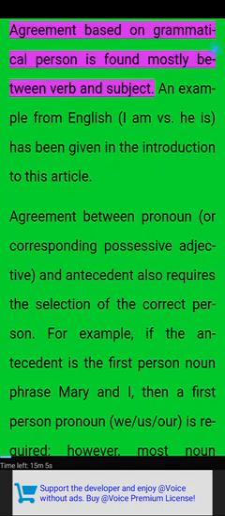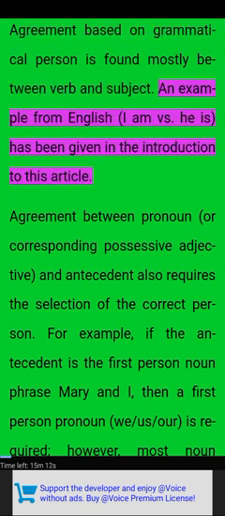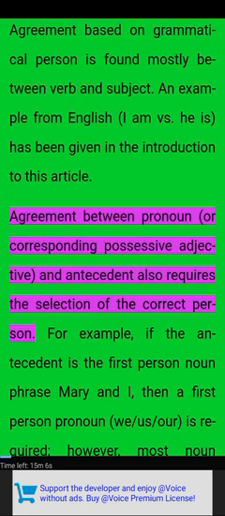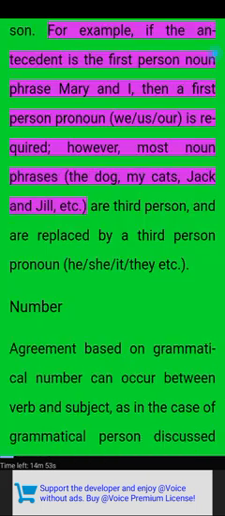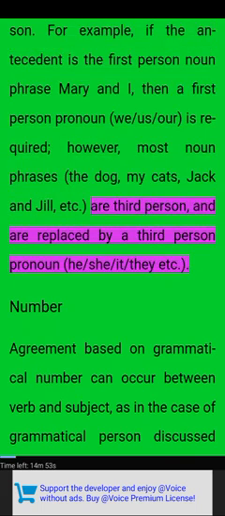Person. Agreement based on grammatical person is found mostly between verb and subject. An example from English, "I am" versus "he is", has been given in the introduction to this article. Agreement between pronoun or corresponding possessive adjective and antecedent also requires the selection of the correct person. For example, if the antecedent is the first-person noun phrase "Mary and I", then a first-person pronoun (we, us, our) is required. However, most noun phrases (the dog, my cats, Jack and Jill, etc.) are third person, and are replaced by a third-person pronoun (he, she, it, they, etc.).